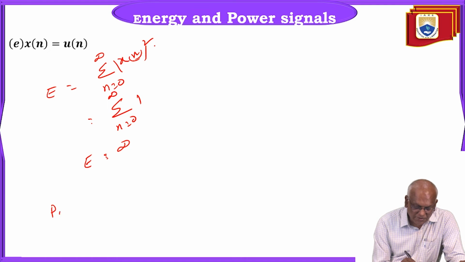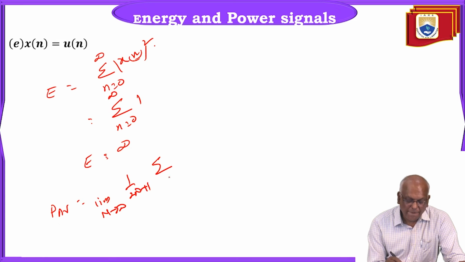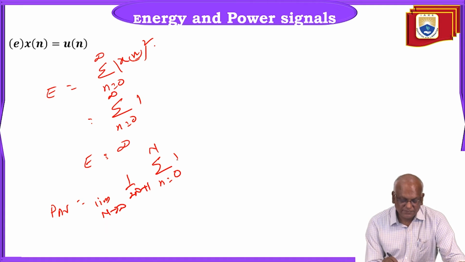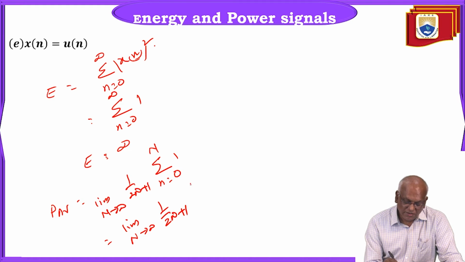Now let us find the average power. P average is given by the limit as n tends to infinity of 1 by 2n plus 1 times the sum from n equal to 0 to n of 1 squared. This becomes the limit n tends to infinity of 1 divided by 2n plus 1, and the entire summation becomes n plus 1.